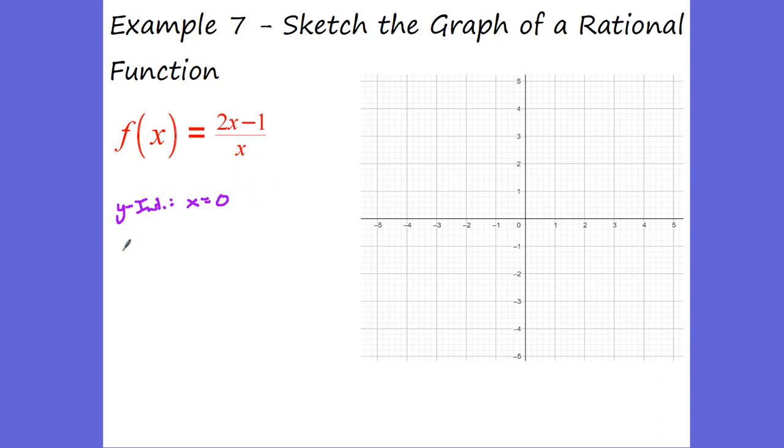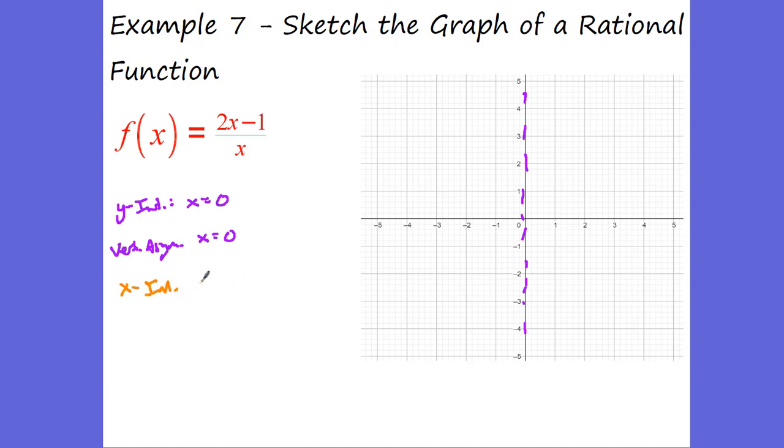That kind of goes with my vertical asymptote, doesn't it? Why does it go with my vertical asymptote? When x is equal to 0, that is where I have a vertical asymptote. So I know my vertical asymptote is going to be right here. Sometimes your y-intercept and your vertical asymptote, your x-intercept and your horizontal asymptote, they go hand in hand. So let's take a look at my x-intercept.